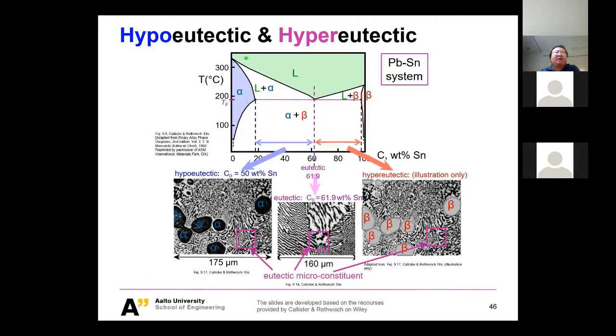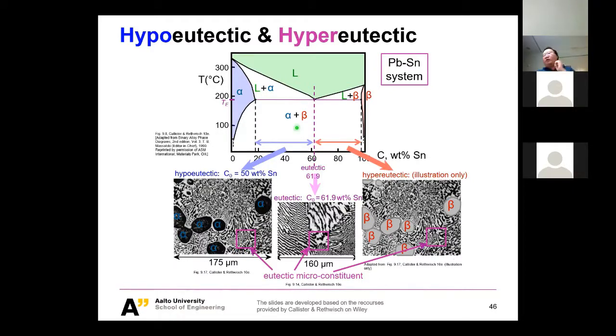So you will have a regular alpha beta. It is only valid when you don't enter this region. You stop right here, and at this region, you will always have a feature like that. You will always have a mixture type of alpha primary plus eutectic. And for this region, we call it hypoeutectic.